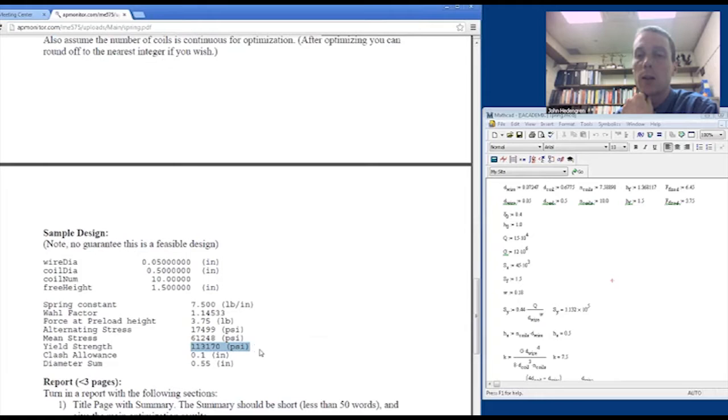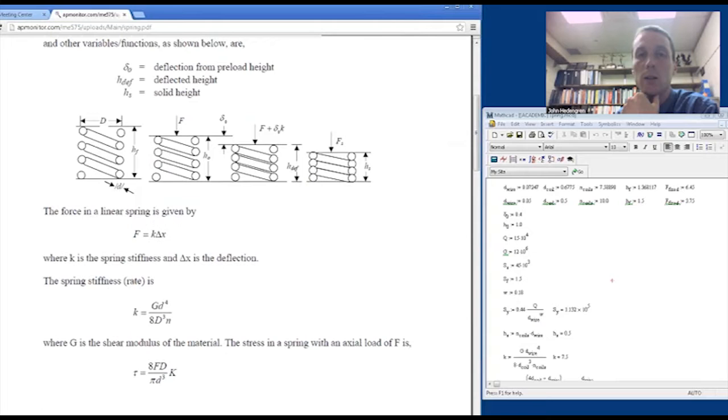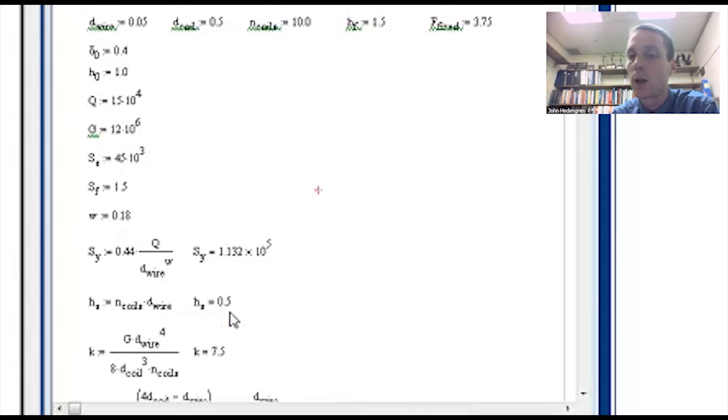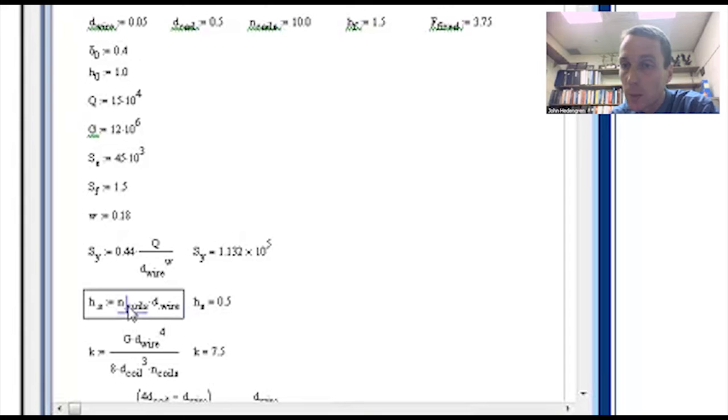Okay, and then solid height, that's just going to be the number of coils times the diameter of the wire. That's straightforward here. When you compress this spring all the way to the point where the wires are touching each other, the solid height is just the number of coils times the diameter of that wire. Right now I just have that equal to 0.5 because my diameter of my wire I set to 0.5. I guess number of coils is 10, so that should be 10 times that. Okay, there's my diameter of the wire. Sorry about that. That was the diameter of the coil.